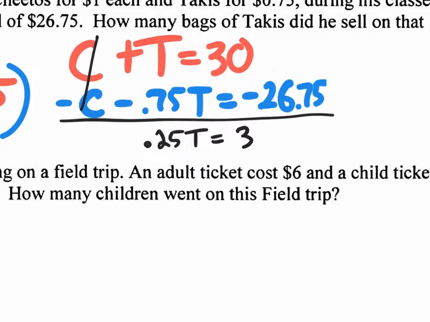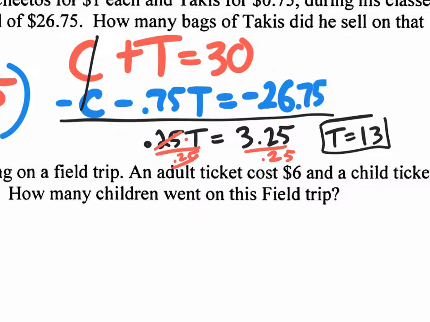So we have $3.25. So for my final step here, to get rid of the 0.25 that's being multiplied in front of the T, I have to divide by 0.25. That way it'd cancel. And we do to one side and do to the other. And with the calculator, if you go 3.25 divided by 0.25, you will get 13. So T equals 13. What did I find? I found that this guy sold 13 bags of Takis.